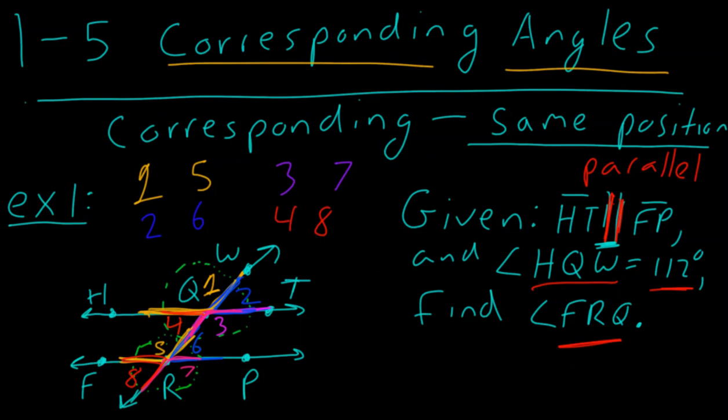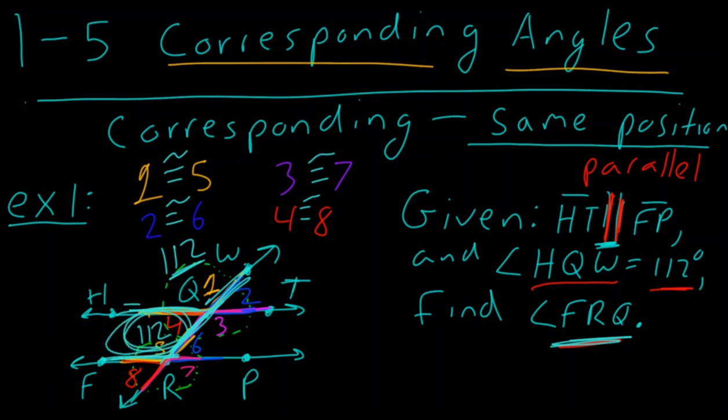Now, what is so important about corresponding angles? Well, they are congruent. So if you have corresponding angles, they are the exact same. So when we said HQW was 112, here is HQW. It's sitting here at 112. And then we wanted to find FRQ, F to R to Q. Well, notice they're in the same position. So if HQW is 112, then FRQ is also 112. We have our answer.